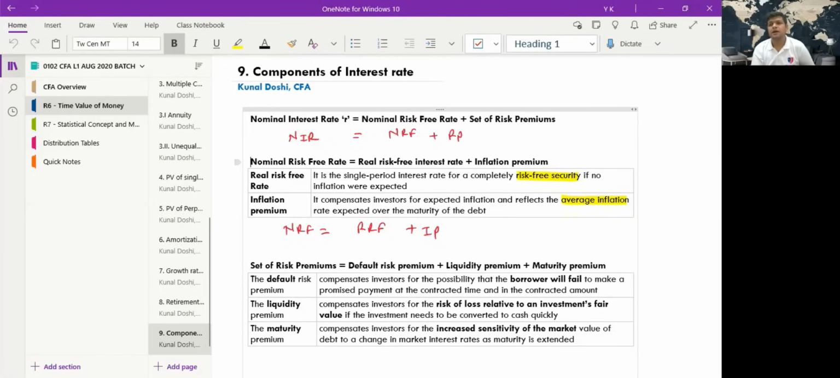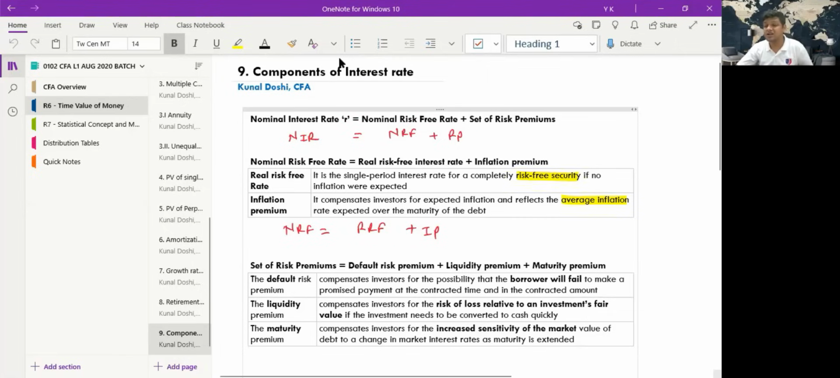Now, the countries where the interest rates are so low, that is perhaps because their inflation is almost zero. In countries like America or Europe, North America or Europe, or in countries like Japan, the inflation is almost negligible. If the inflation is negligible, then the nominal risk-free rate will be lower. And if the nominal risk-free rate is lower, then the nominal interest rate will also be low. Got it?